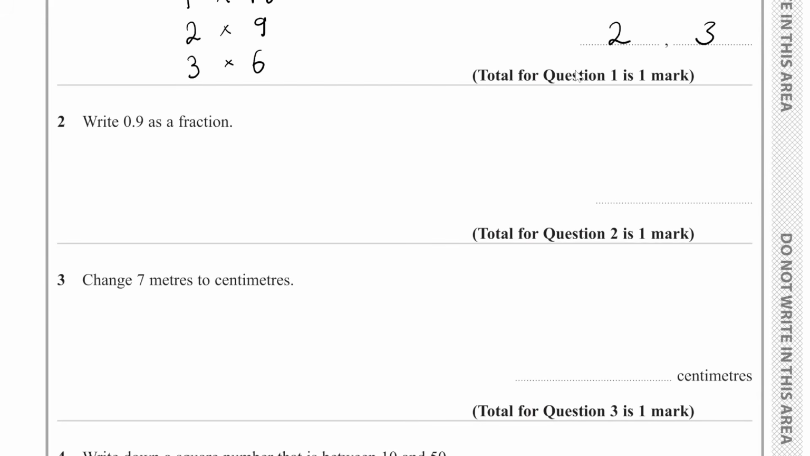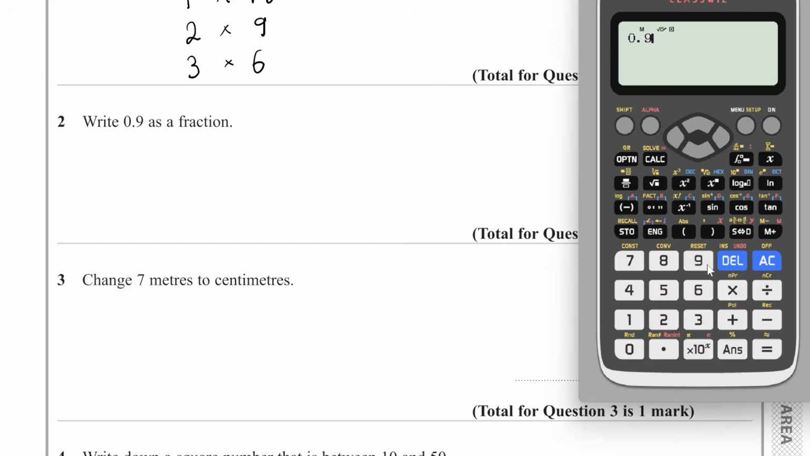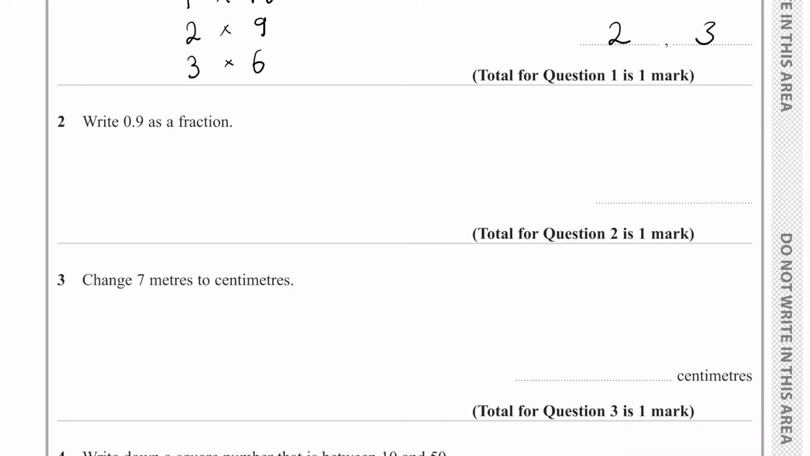Question 2, write 0.9 as a fraction. We can use our calculator for this one. If we type in 0.9, press equals, we get a fraction. 0.9 is 9/10. The column after the decimal point is the tenths column. So we have 9/10.